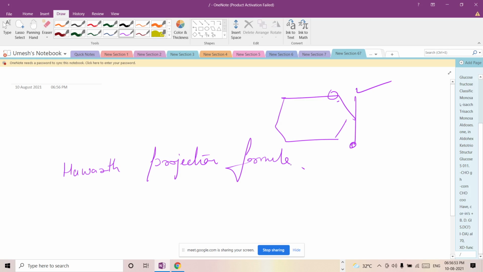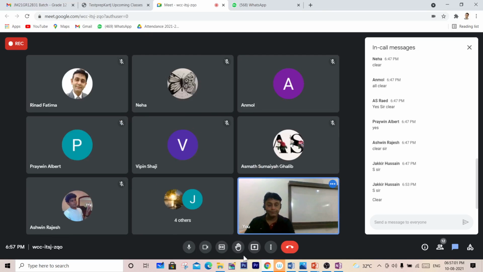We call them Haworth's projection formula. Any doubt with the structure of the fructose now? Let me know. Glucose and fructose, two structures are clear. The straight chain structure was rejected, and then we converted to the cyclic form, and cyclic converted back to the Haworth projection formula. So you should be able to draw the structures and understand the structures.